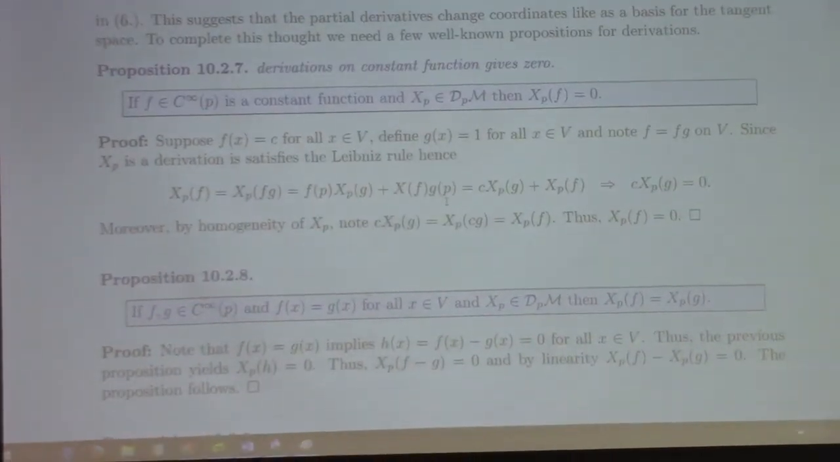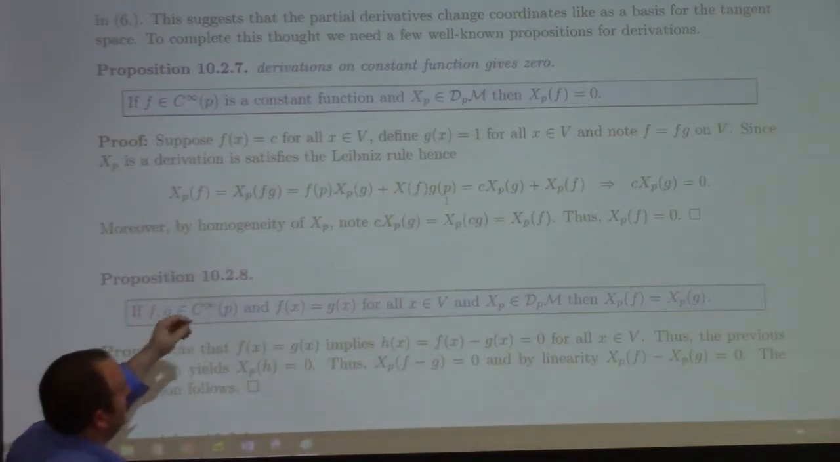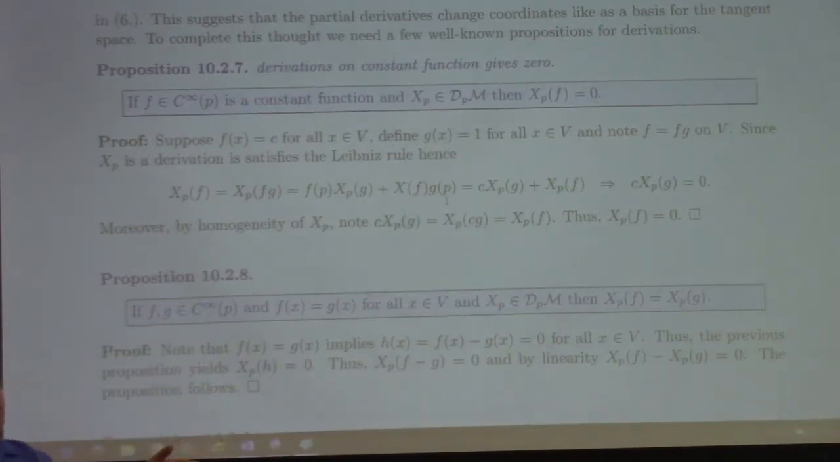This is a relaxing proof. Why is a constant function 0 under a derivation? Well, you can take any function and multiply it by the function which is always 1.